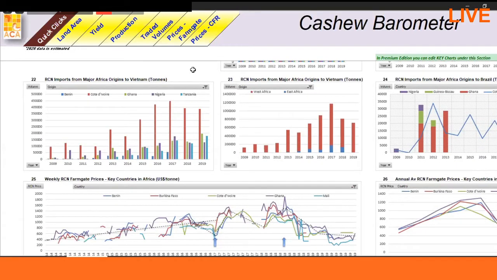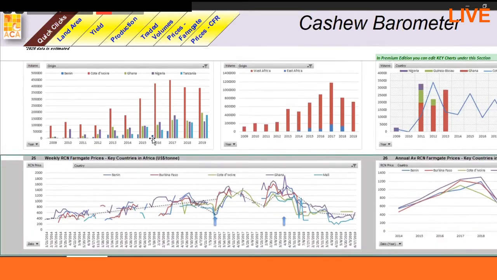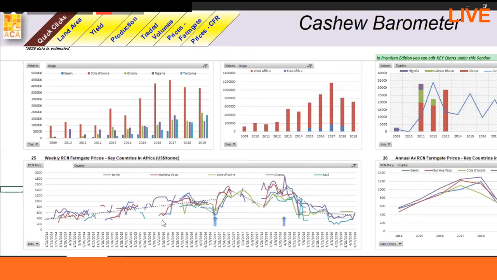Again, as similar to what we did for India, we also do for Vietnam to show Vietnam as a destination and which countries are providing the bulk of raw cashew nuts to Vietnam. Beyond the traded volumes, as I mentioned earlier, we also have prices. So we have farm gate prices, and these are weekly. We have collected weekly farm gate prices since 2006, and we are displaying that for the last 10 years.